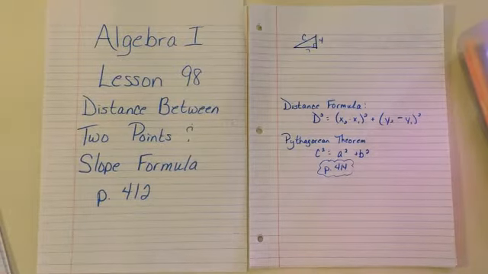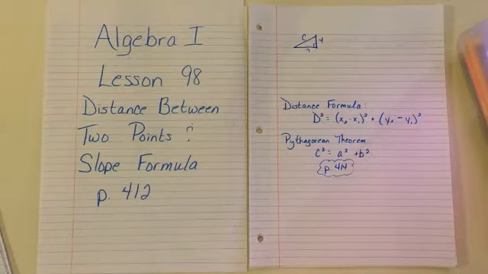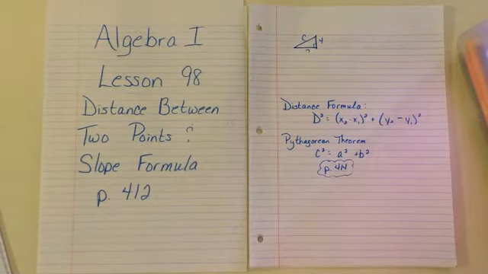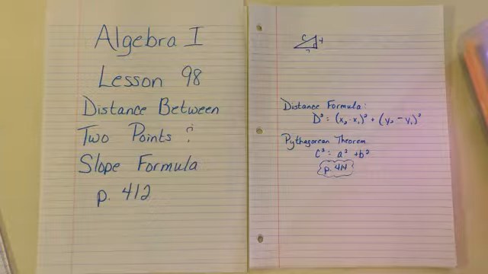Hi, this is Algebra 1, Lesson 98. We're going to talk about the distance between 2 points and the slope formula. We're starting on page 412.